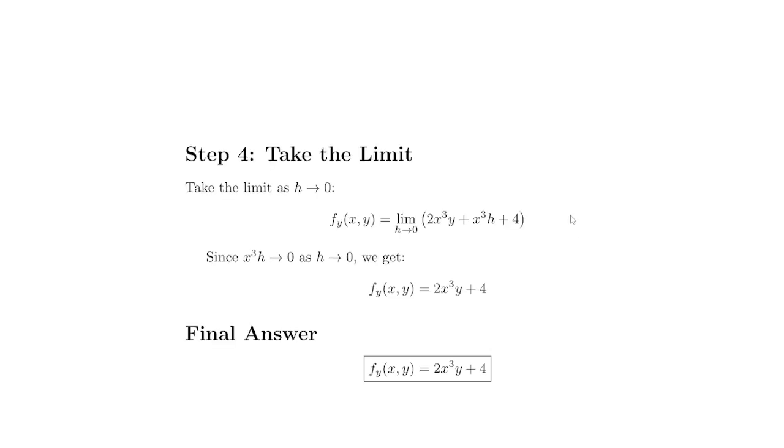Now we need to take the limit. So we take the limit of the difference quotient. So the limit as h approaches 0 of 2x cubed y plus x cubed times h plus 4. There's only one term that has an h in it. That's the second term. Plug in h equals 0. That goes away, and we're left with 2x cubed times y plus 4. And so that's going to be the partial derivative with respect to y.